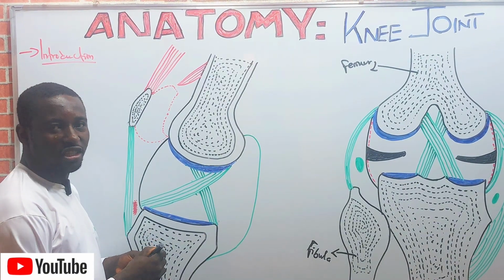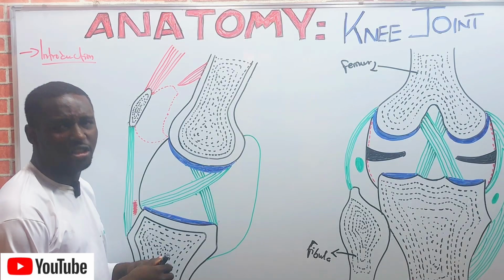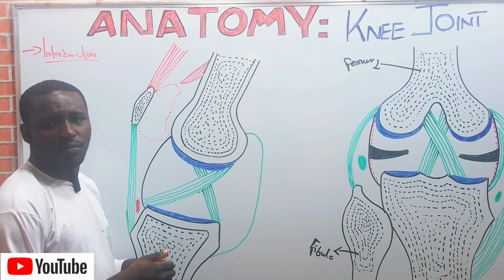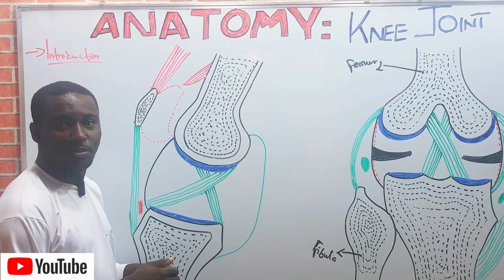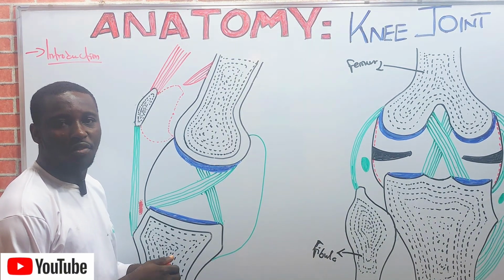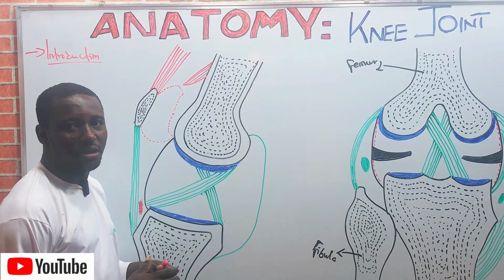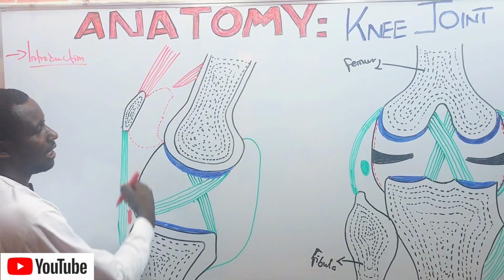And that joint is known as a saddle joint, but it is particularly called the patellofemoral joint. So that is it.